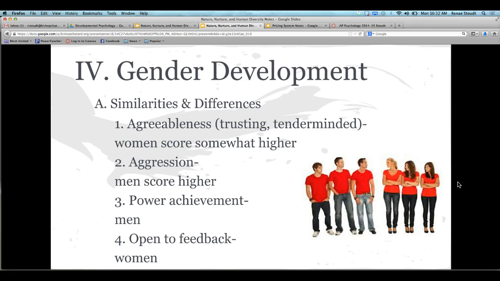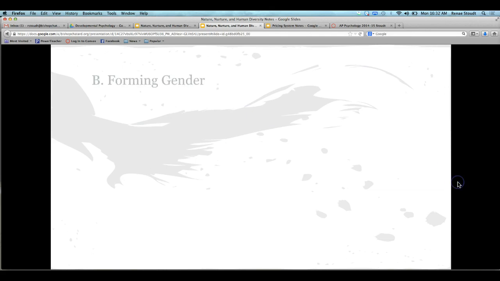Okay. All right. So that said, forming your gender. How do you form your gender? How do you form if you are male or female? Now, like I said, a lot of it is biology, but there also is some psychology to it. So first of all, nature aspects.